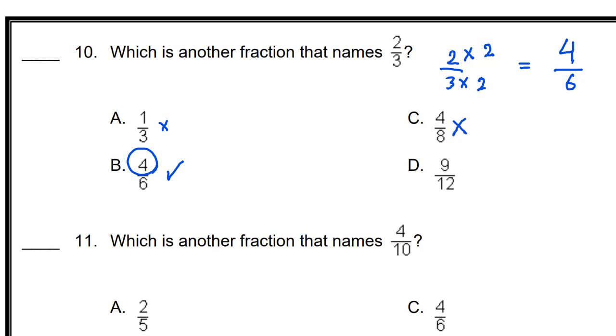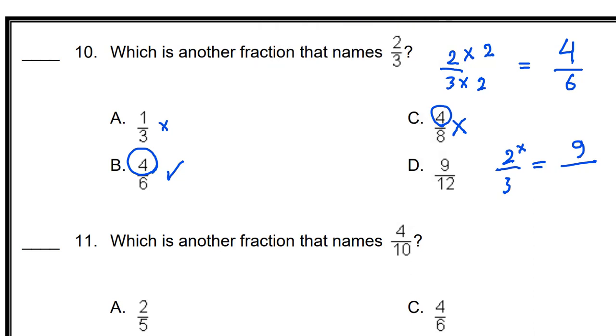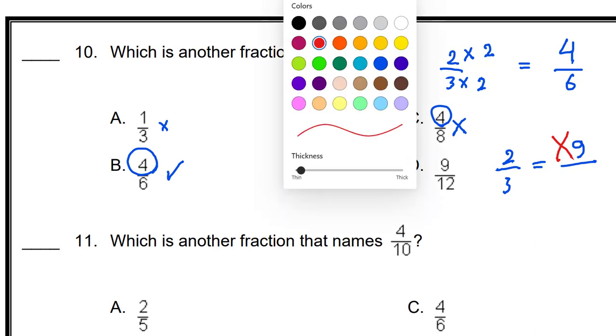And this one is wrong since we have the same 4 here and a different number down. And if we try to get 9, can you multiply by anything? Of course, no. So this one is wrong because we cannot multiply 2 by any number to get 9.